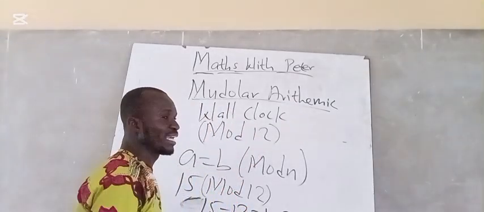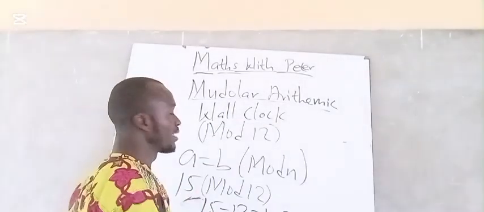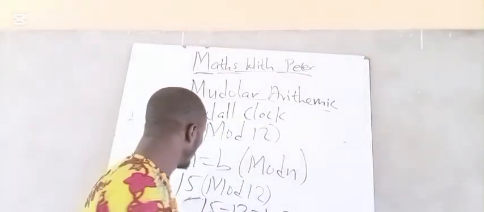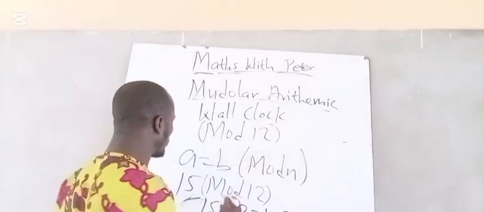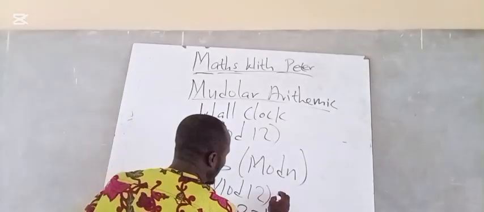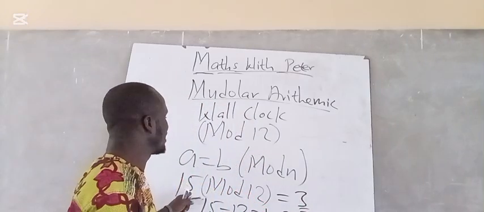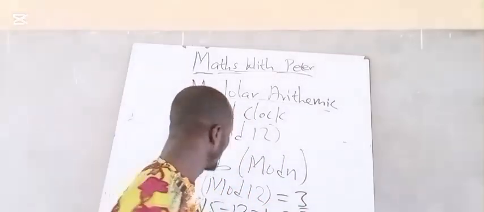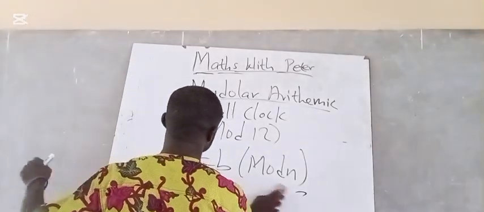So on a wall clock, when we have 15, the time is 3. 12 goes into 15 once, remainder 3. As I told you, in modular arithmetic we write the remainder. So this one will be 3. So the time that will be 15 in mod 12 will be 3 o'clock. Okay. So now we have 3 o'clock. Let's look at another example.